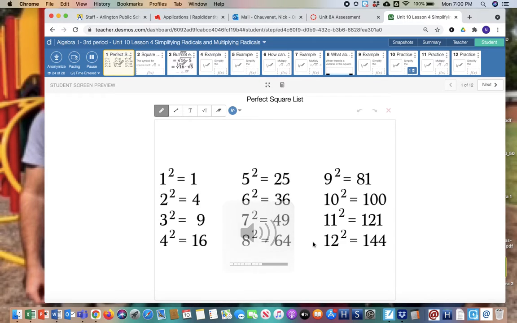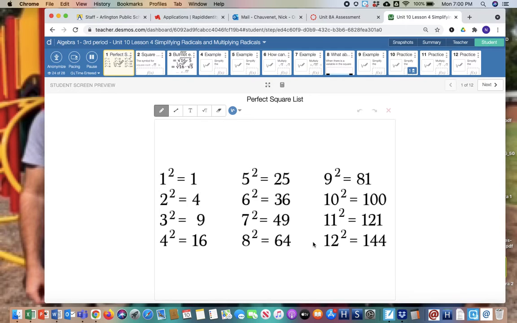Unit 10, Lesson 4, Simplifying Radicals and Multiplying Radicals lesson. So that being said, we're going to try and go through these two concepts in this lesson, and then in the next lesson we'll learn about what we do when we need to add or subtract radicals.